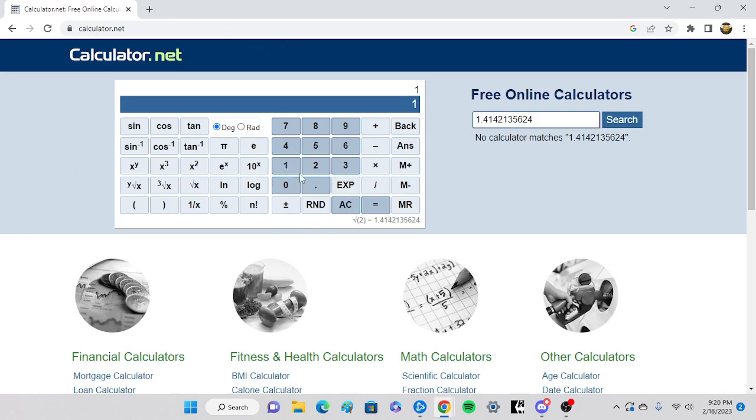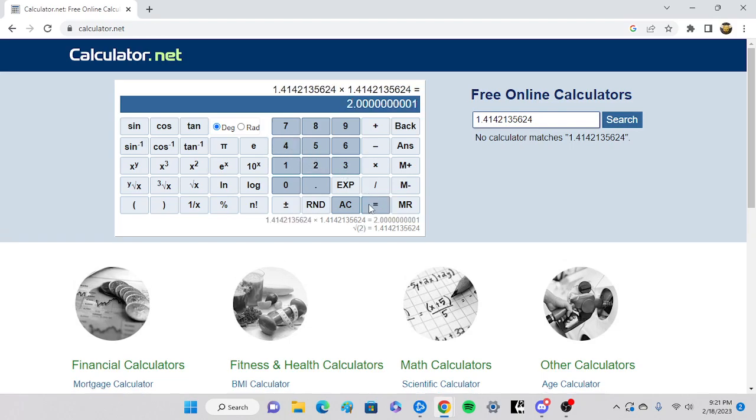Where's the clear button? Okay, there's the clear button. So, 1.4142135. You know that thing in Among Us where it's like the task where you have to punch in the numbers in the reactor? This is what that feels like. 135,624. All right, equals. Look at that. It's not quite 2. There you go. That is a proof by calculator.